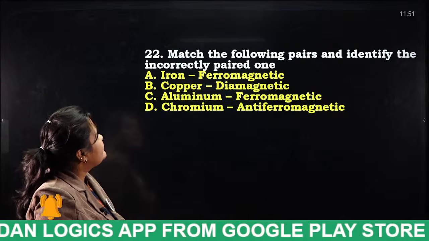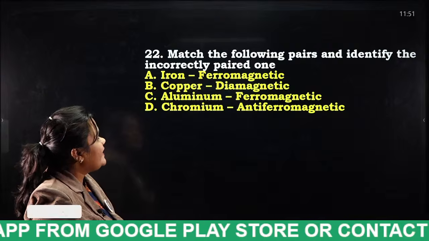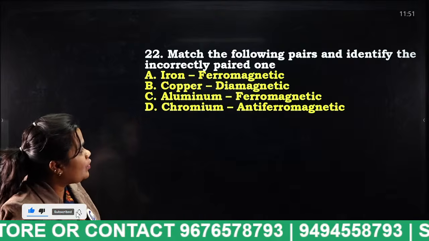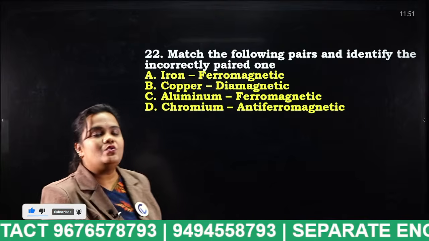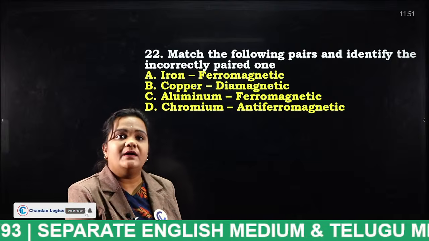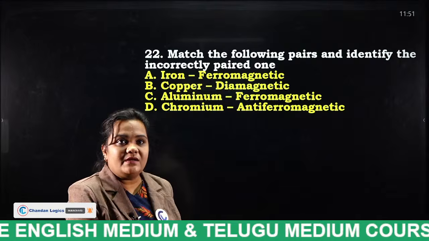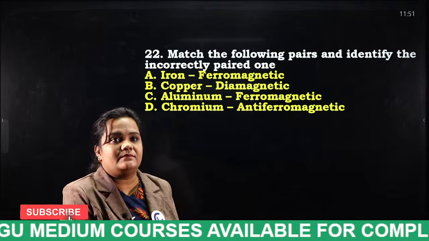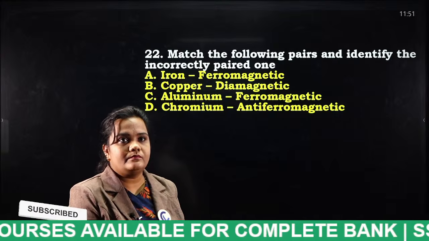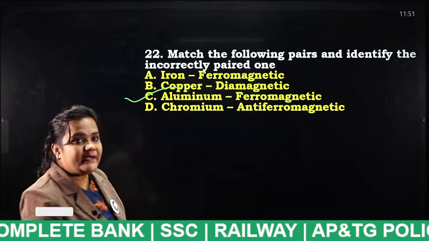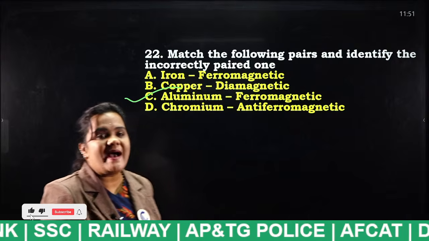Match the following pairs and identify the incorrectly paired. Iron, ferromagnetic; copper, diamagnetic; aluminium, ferromagnetic; chromium, antiferromagnetic. So, who is going to identify the wrong pair and mention that wrong pair in your comment section, and even mention aluminium is which type of magnet. Very good. Aluminium is a paramagnetic material. Okay, aluminium is paramagnetic material.